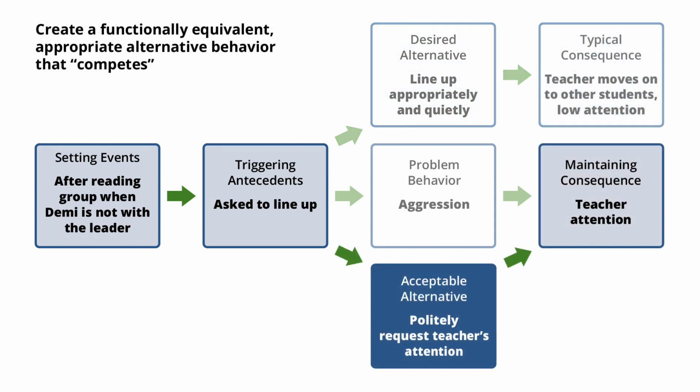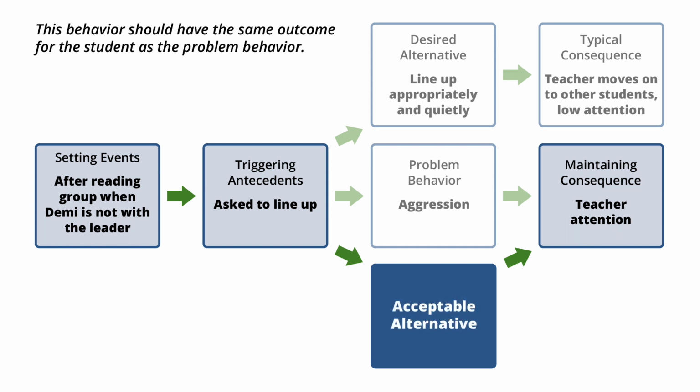The next section indicates the acceptable alternative to the problem behavior. This alternative behavior must serve the same function as the problem behavior, but is more acceptable to the teacher. This is a behavior the teacher would be fine with while the student is learning the desired behavior. The teacher doesn't mind that Demi wants attention, but it's unacceptable for her to use aggression to obtain it.